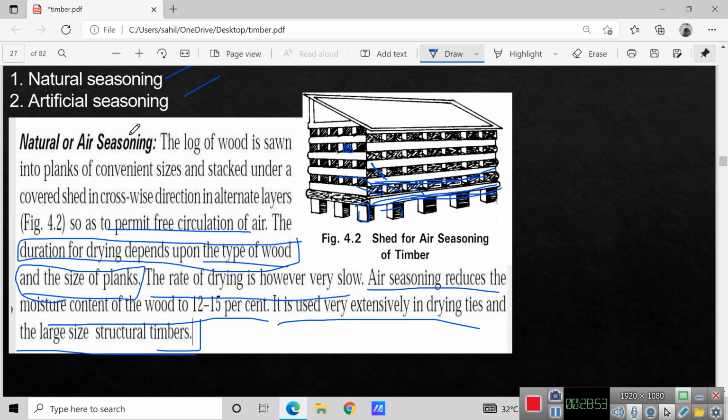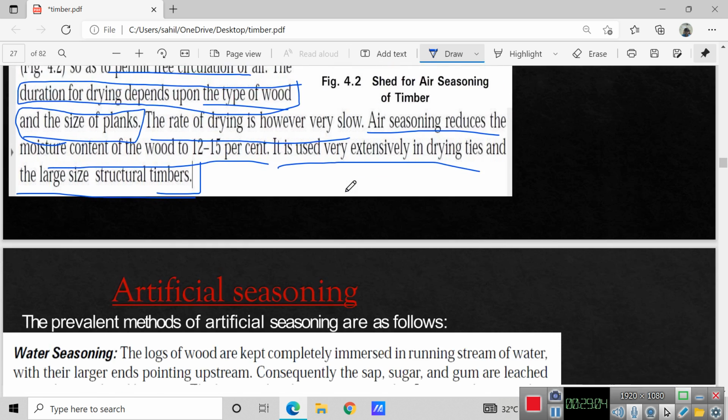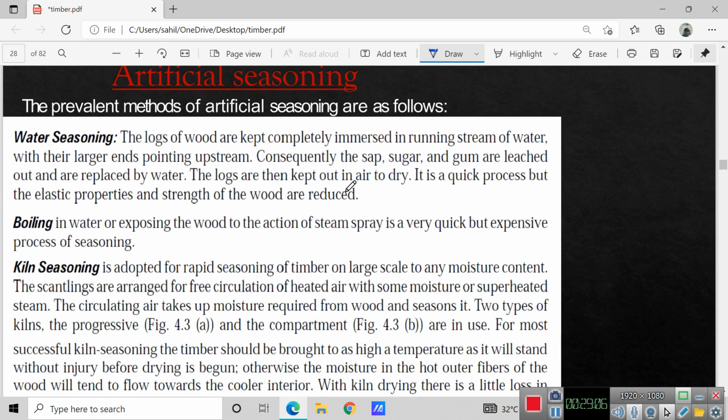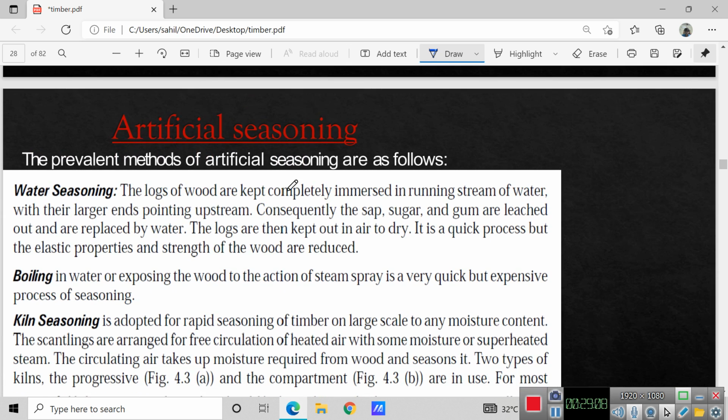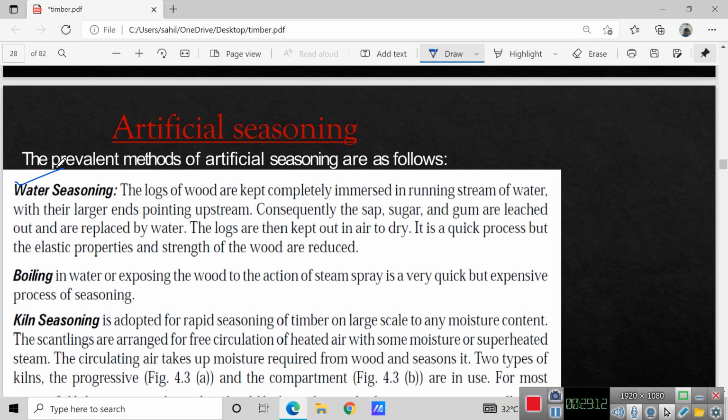So natural or air seasoning is mostly used in India. Artificial seasoning is not so much in use in India, because natural seasoning is cheaper than artificial seasoning. Now, artificial seasoning also has different methods. The first method included in artificial seasoning is water seasoning.